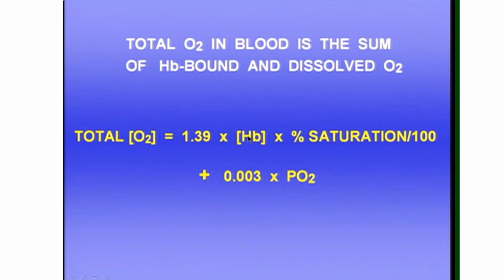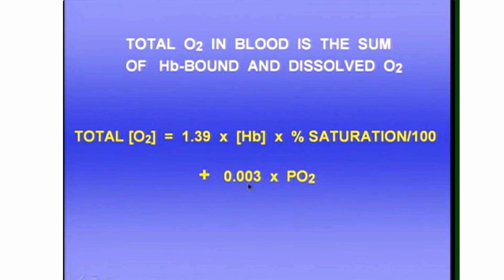And then we have the hemoglobin concentration of blood, which is, ballpark figure, about 15 grams per deciliter, 15 grams per 100 mils. So in other words, the total oxygen concentration bound to hemoglobin is going to be 1.39 times, say, 15 times the oxygen saturation, which in arterial blood is, as I said, about 97%. So this would be 97% over 100, 0.97, plus the amount that's dissolved.